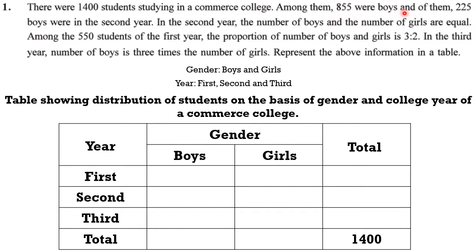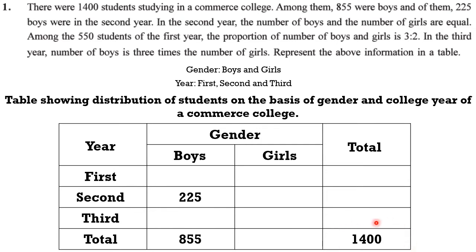Among them 855 were boys. So I will write 855 in the boys total. Boys have 1, 2, 3 and 4 spaces. Among them this will be the first year boys, second year boys, third year boys, but among the total students 855 were boys, so the total number of boys is 855. Among them 225 boys were in the second year, so in the second year cell we write 225 boys.